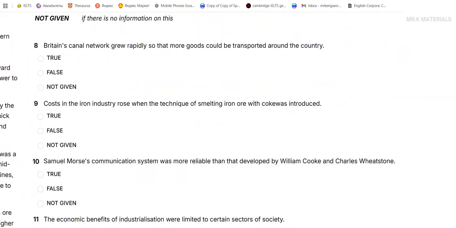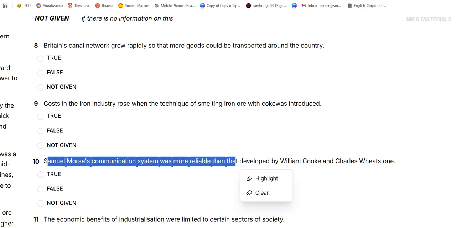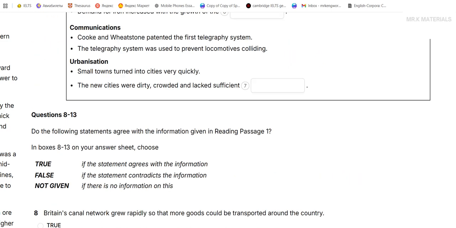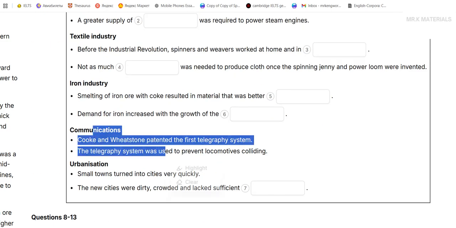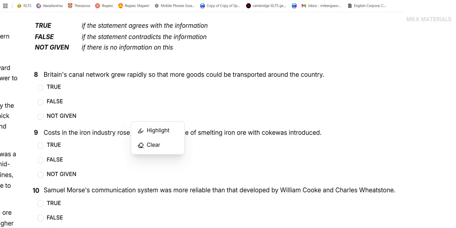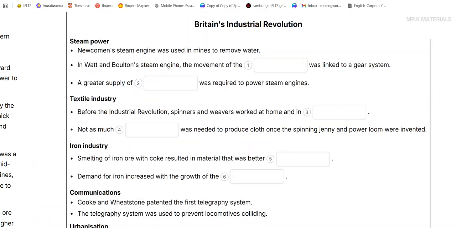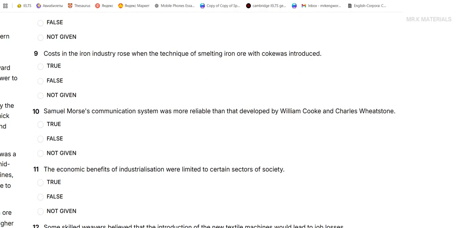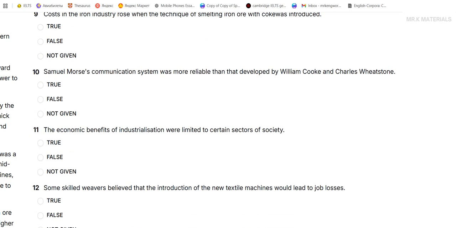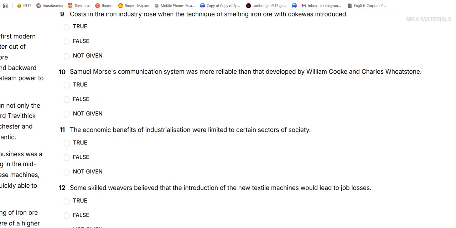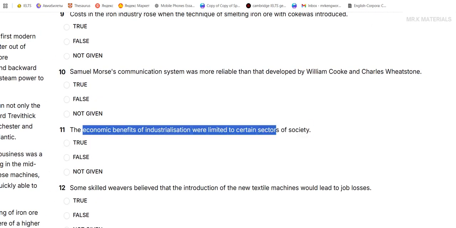All right, then I have Samuel Morse communication system. So it's going to be about the communication system, and I know that communication system is here. So I guess after the iron industry, I'll find the answer for this. The economic benefits. There was nothing about economic benefits. Okay. So economic benefits, I guess, about money, about salary, about economy in general. If I find a part of the text about those topics, I'll find the answer.